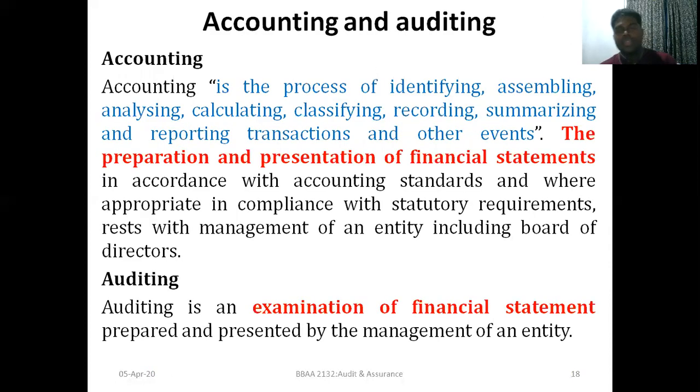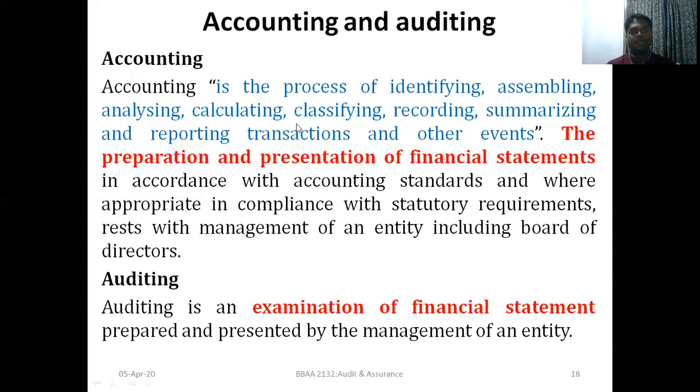This slide indicates accounting and auditing. This is also another important one. Here we are going to discuss the meaning of accounting, the meaning of auditing, and what the connection is between these two, auditing and accounting.